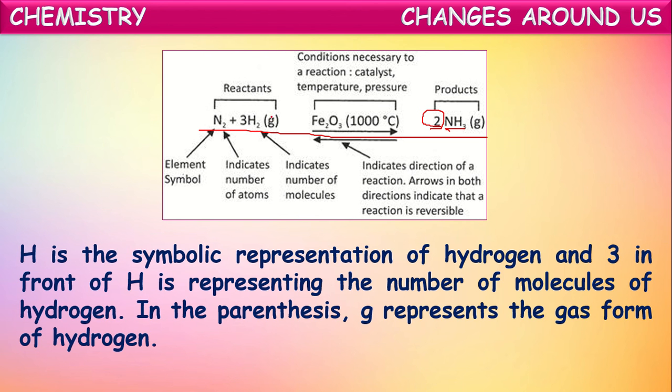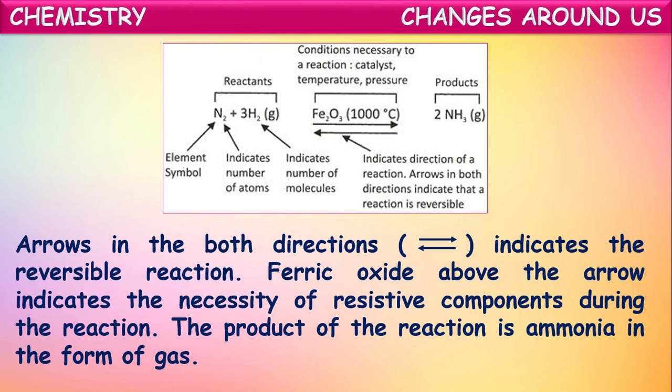Here beside nitrogen and hydrogen, G is written in parenthesis. G represents these two are gases. Two gases, nitrogen and hydrogen, combining together to form one more gaseous product, that is ammonia. All are gases in this equation. So the G in the parenthesis represents the physical state of those reactants and products. Okay, and at the middle, as we discussed, the two-sided arrow mark indicates the reversible reaction. So on the arrow mark, ferric oxide is one of the catalysts. This is acting as a catalyst in this reaction.